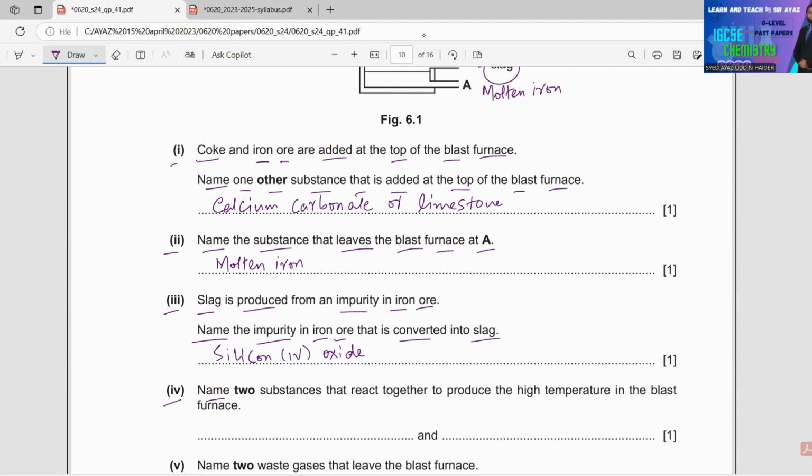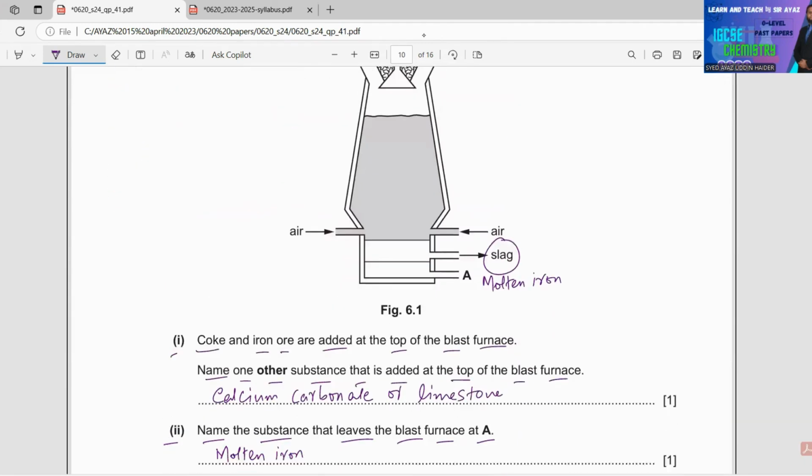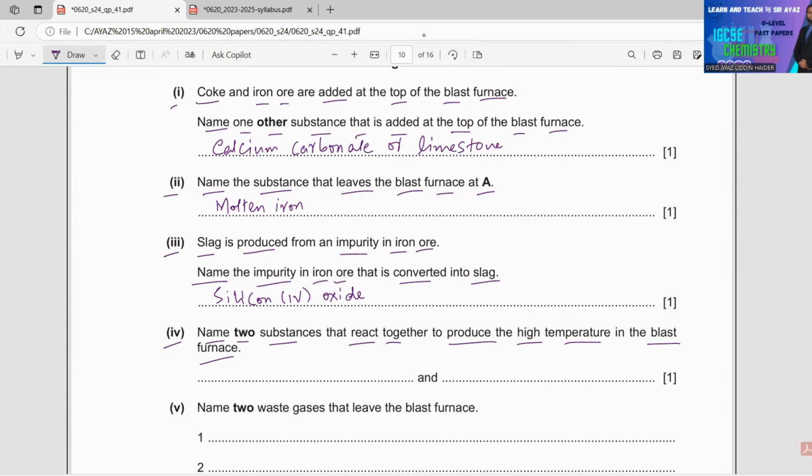Number 4. Name 2 substances that react together to produce the high temperature in the blast furnace. Now name the 2 substances that are reacting together to produce a high temperature in the blast furnace. It must be carbon and oxygen. They will react to produce carbon dioxide, and due to this the temperature of the blast furnace rises.